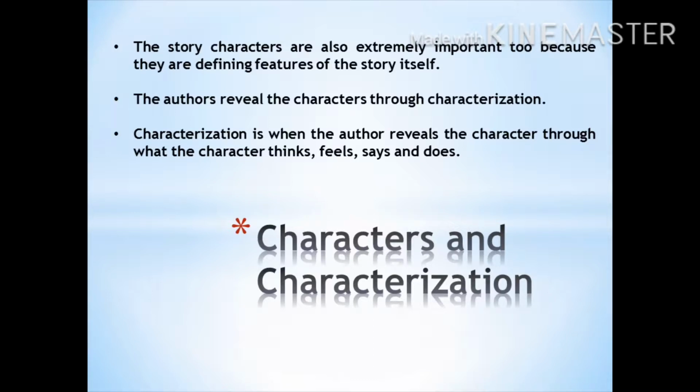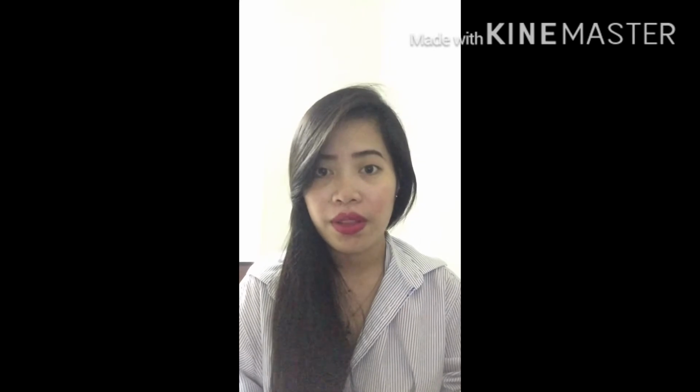The authors reveal the characters through characterization. Characterization is when the author reveals the character through what the character thinks, feels, says, and does. But sometimes those characters don't get along. That creates a conflict. And that shows a character versus character conflict. But are there other types of conflict?